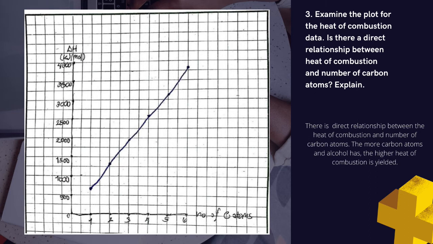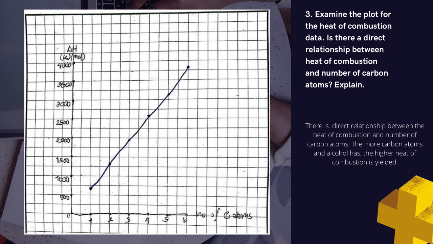And finally, number 3, examine the plot for the heat of combustion data. Is there a direct relationship between heat of combustion and number of carbon atoms? Explain. As you can see, I have plotted my own graph comparing the number of carbon atoms with its heat of combustion. As we can see, the heat of combustion is in delta H, or kilojoules per mole, and then the number of carbon atoms is in numbers, of course.